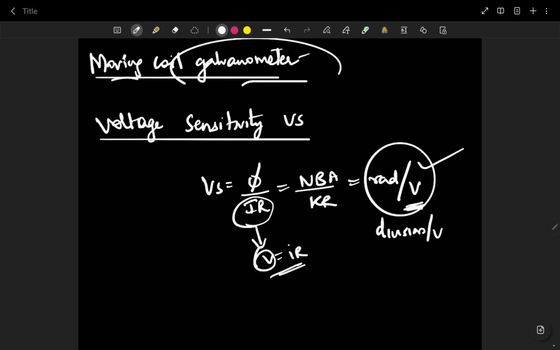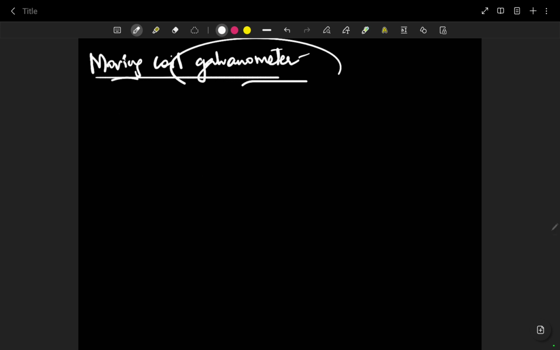So these are the current sensitivity and voltage sensitivity parameters, which are important for us to discuss while constructing the galvanometer. Now, after discussing the moving coil galvanometer, it is used for detecting the presence of current, right? And also for measuring very small currents, which are very difficult to measure by an ammeter, because an ammeter always measures considerable currents, right? So can I say an ammeter is a low resistance galvanometer? You can say that an ammeter can be imagined as a low resistance galvanometer.